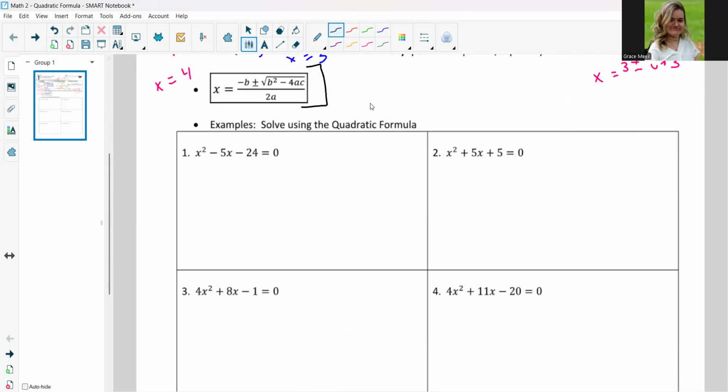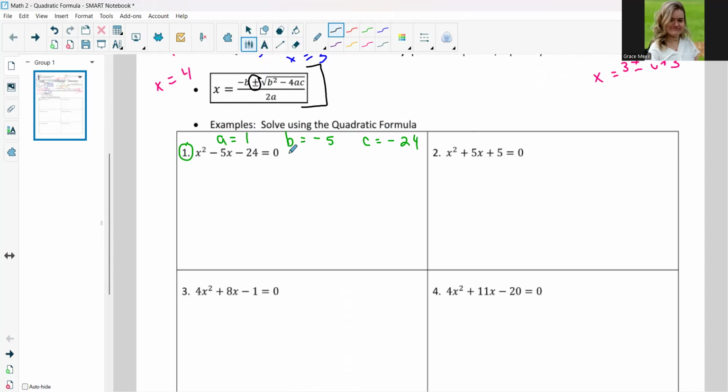So here we go. There's a couple different ways that you can go about doing it. The first thing I'm going to do is start with example number 1, and label what A, B, and C are. Our A is the number in front of x squared, which is 1. Our B is the number in front of x, which is -5. Don't forget that negative. And C is -24. You should notice that there is a plus or minus right here. So remember, you're always going to get 2 solutions.